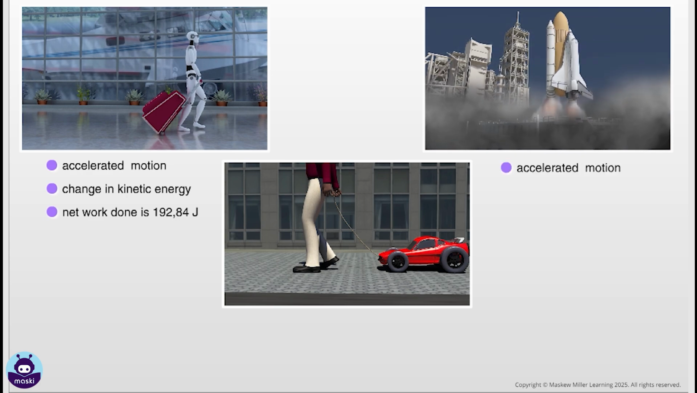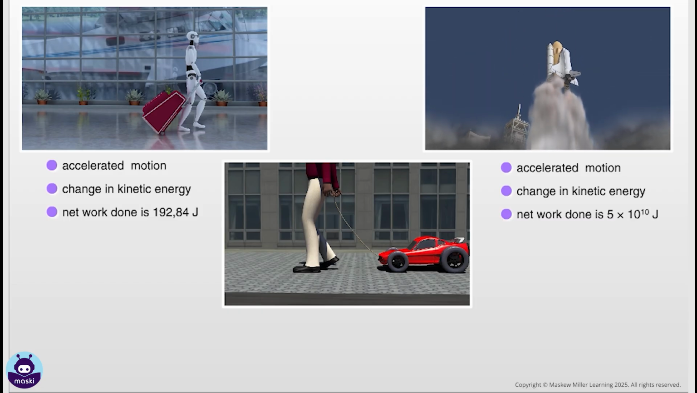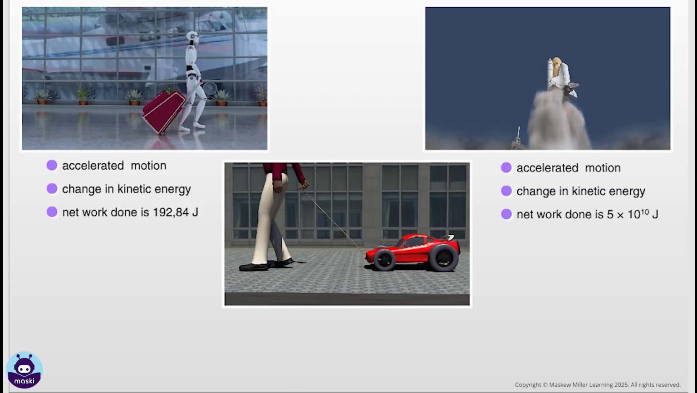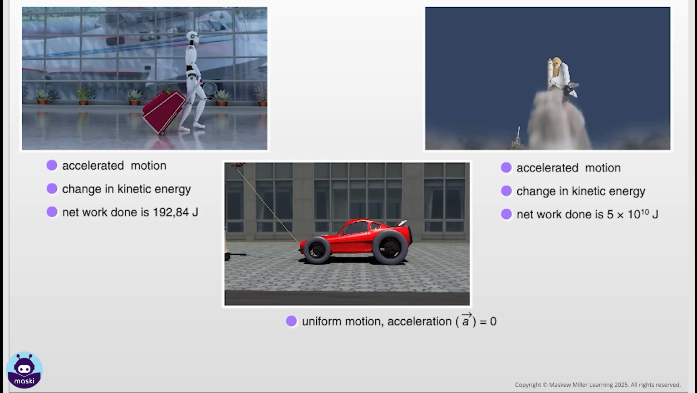Therefore, kinetic energy of the rocket changes, and the net work done to lift the rocket with spacecraft is 5 times 10 to the power 10 joule. In the example of the toy car being pulled at an angle, the acceleration is 0. The toy car moves with uniform velocity, and hence kinetic energy remains constant, and net work done is also 0. From the above examples, we can conclude that whenever there is accelerated motion, kinetic energy of the body changes, and net work done is non-zero.